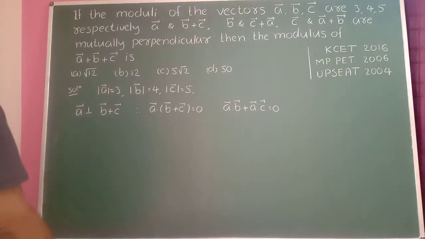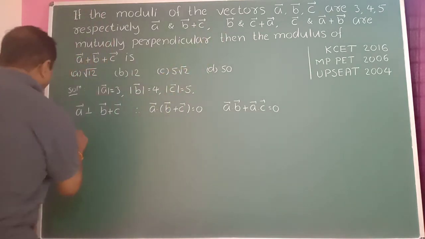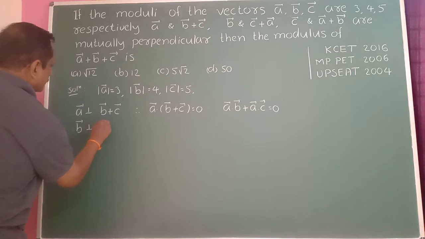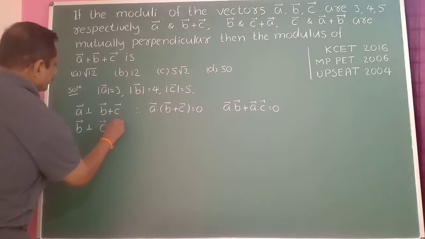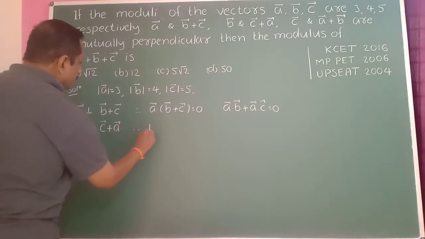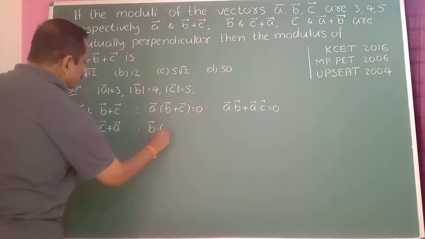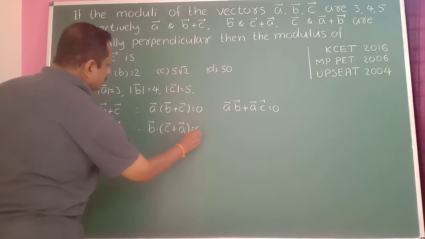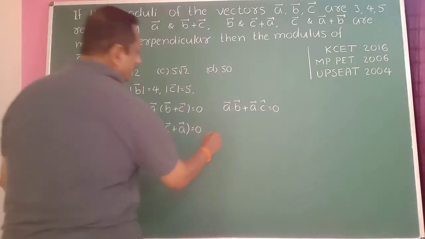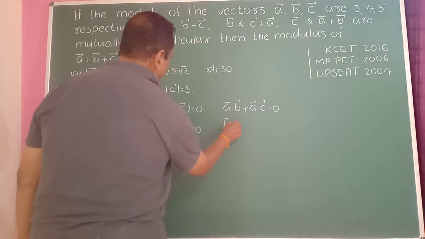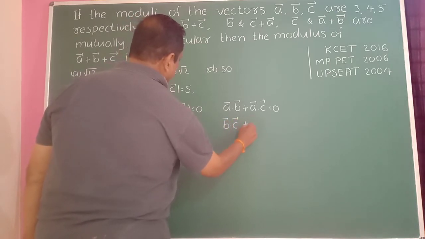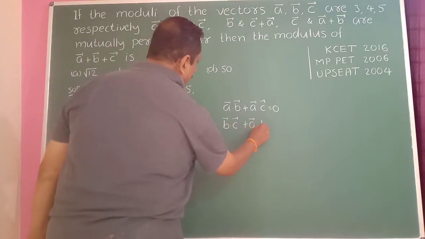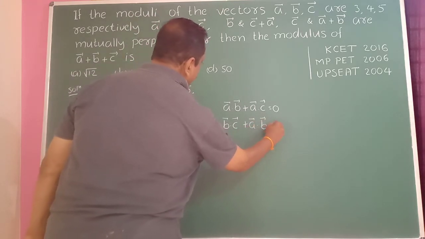Similarly, these two are perpendicular. B bar perpendicular to c bar plus a bar. Therefore b bar dot of c bar plus a bar is equal to 0. Take this b bar inside: b bar dot c bar plus b bar dot a bar, or you can write a bar dot b bar, is equal to 0.